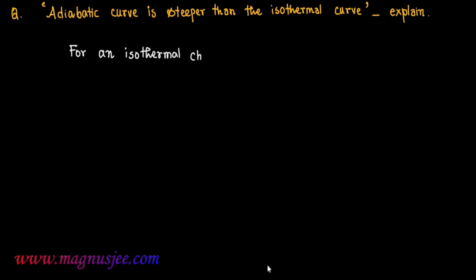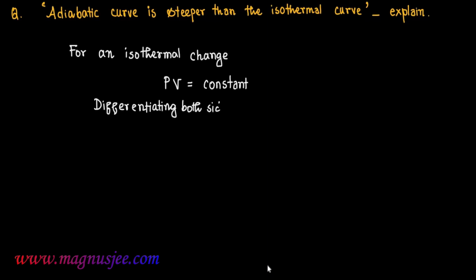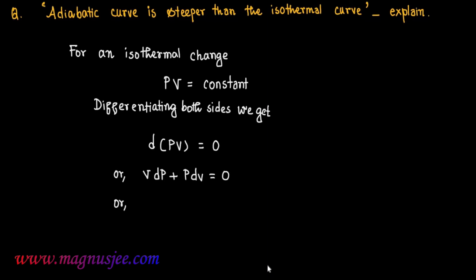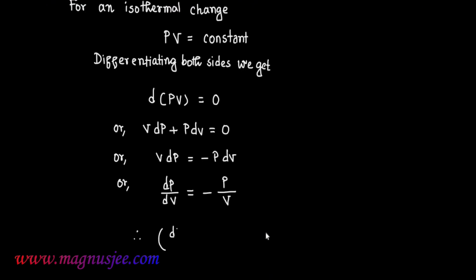For an isothermal change, PV equals constant. The product of pressure and volume remains constant. Differentiating both sides, we get d of PV equals 0, or V dP plus P dV equals 0, or V dP equals minus P dV, or dP by dV equals minus P by V. Therefore, (dP/dV) iso equals minus P by V.